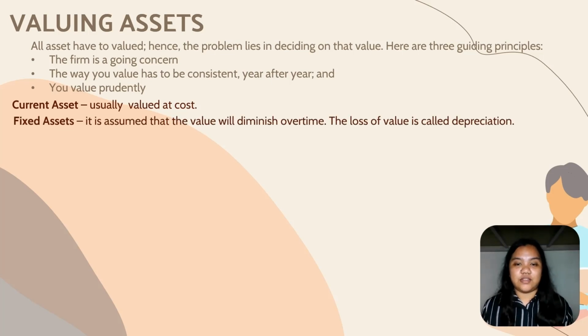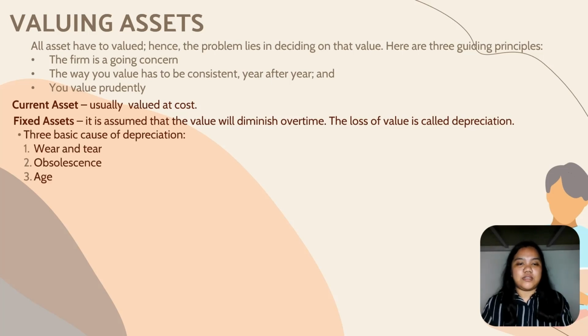Next is the fixed asset, which I earlier called PPE. It is assumed that the value will be diminished over time. When the value diminishes, that lost value of your fixed asset is what we call depreciation. The three basic causes of depreciation are wear and tear, or usage, and obsolescence, and the age of the asset. So it depends on how you depreciate the asset.